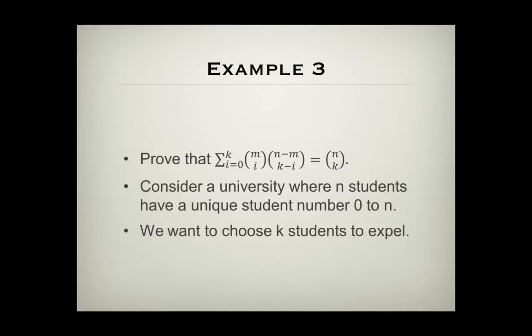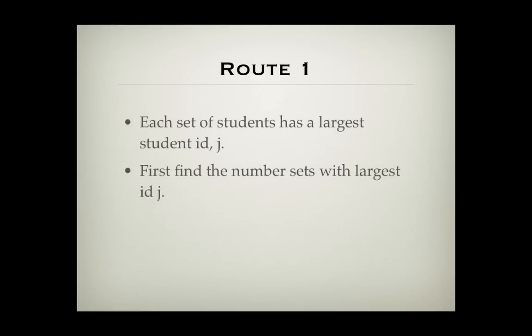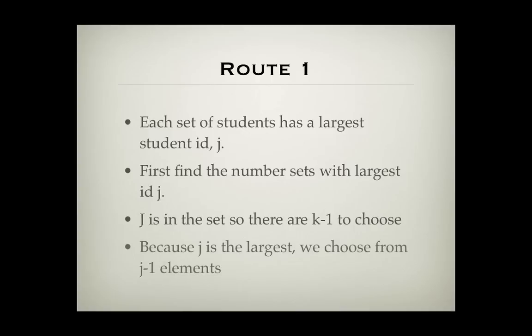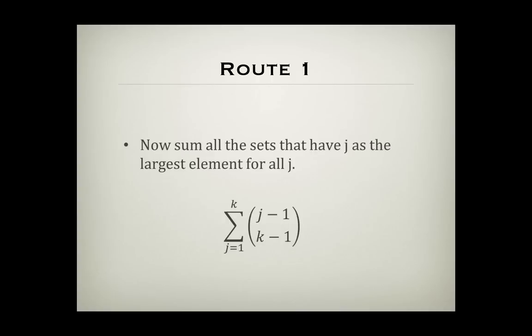Consider a university, much like the University of Michigan, where n students have a unique student number from 0 to n. We want to choose k students to expel. The first route is thought of in this situation. Each set of students has a largest student ID, j. First, find the number of sets with largest ID j. J is in the set, so there are k-1 to choose. Because j is the largest, we choose from j-1 elements. Now sum all these sets that have j as the largest element for all j. That is, the sum from j equals 1 to k for choosing k-1 from j-1.